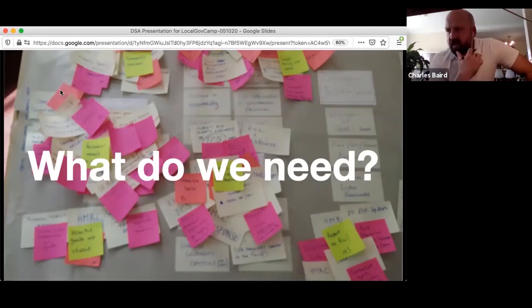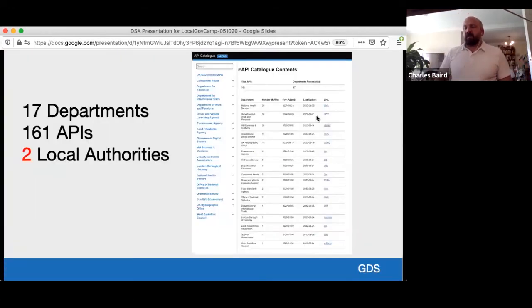The DSA is a small team at GDS. Those of us involved with the API catalogue are an even smaller team. So we have favors to ask. At the moment, this has just gone up this morning, but as of Friday night, the API catalogue had 161 APIs on it from 17 departments, of which only 2 were local authorities. We are very keen to get people involved, based on services like the Shielded Vulnerable Persons service, where we know that real services that make a difference in people's lives are built in conjunction between central and local government.